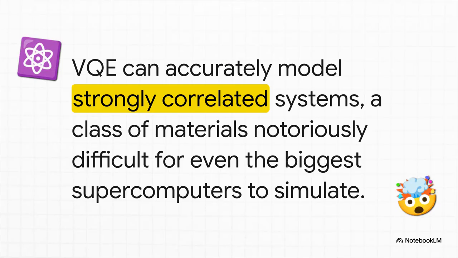So why does that matter? Because this success shows that VQE can handle what are called strongly correlated systems. These are materials where electrons interact so powerfully that you can't predict their behavior one by one. They are an absolute nightmare for classical supercomputers, but they're also the key to unlocking things like high-temperature superconductivity. Being able to simulate them accurately is a massive step toward designing brand new materials from the ground up.